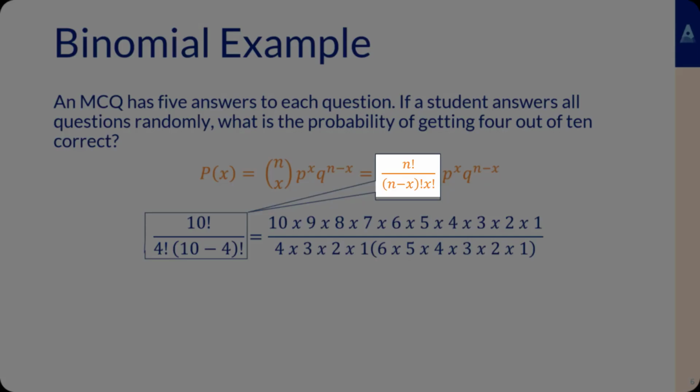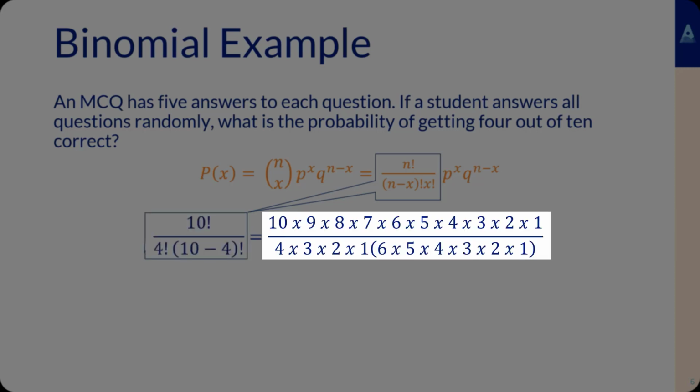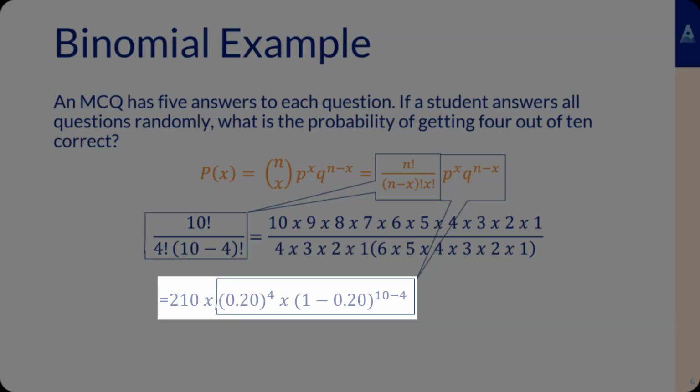So you can see that the first term there, n factorial over n minus x factorial times x factorial, is simply 10 factorial over 4 factorial multiplied by 10 minus 4 factorial, which is 6 factorial. So the factorials are straightforward. 10 factorial is 10 by 9 by 8 all the way to 1, and 6 factorial is 6 by 5 by 4 all the way to 1. And that first term comes out at 210. You see it in the final answer.